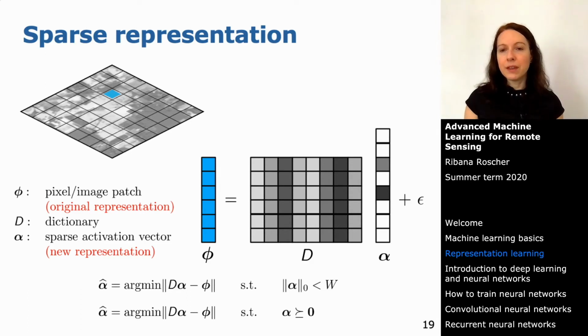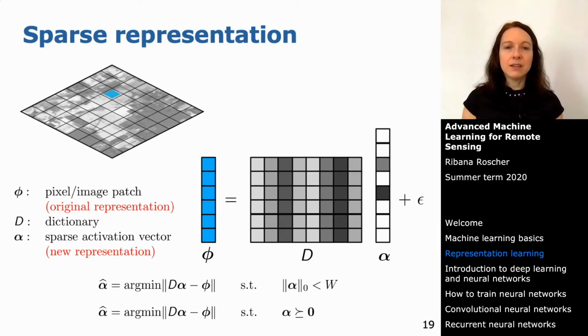And alpha can be determined by one of the equations given below on the slide, and in both of these equations, you can see the first part is the same. So D alpha is the approximation, phi is the signal, and you want to minimize the difference. So you want this reconstruction error epsilon to be as small as possible. And then you have some constraint.